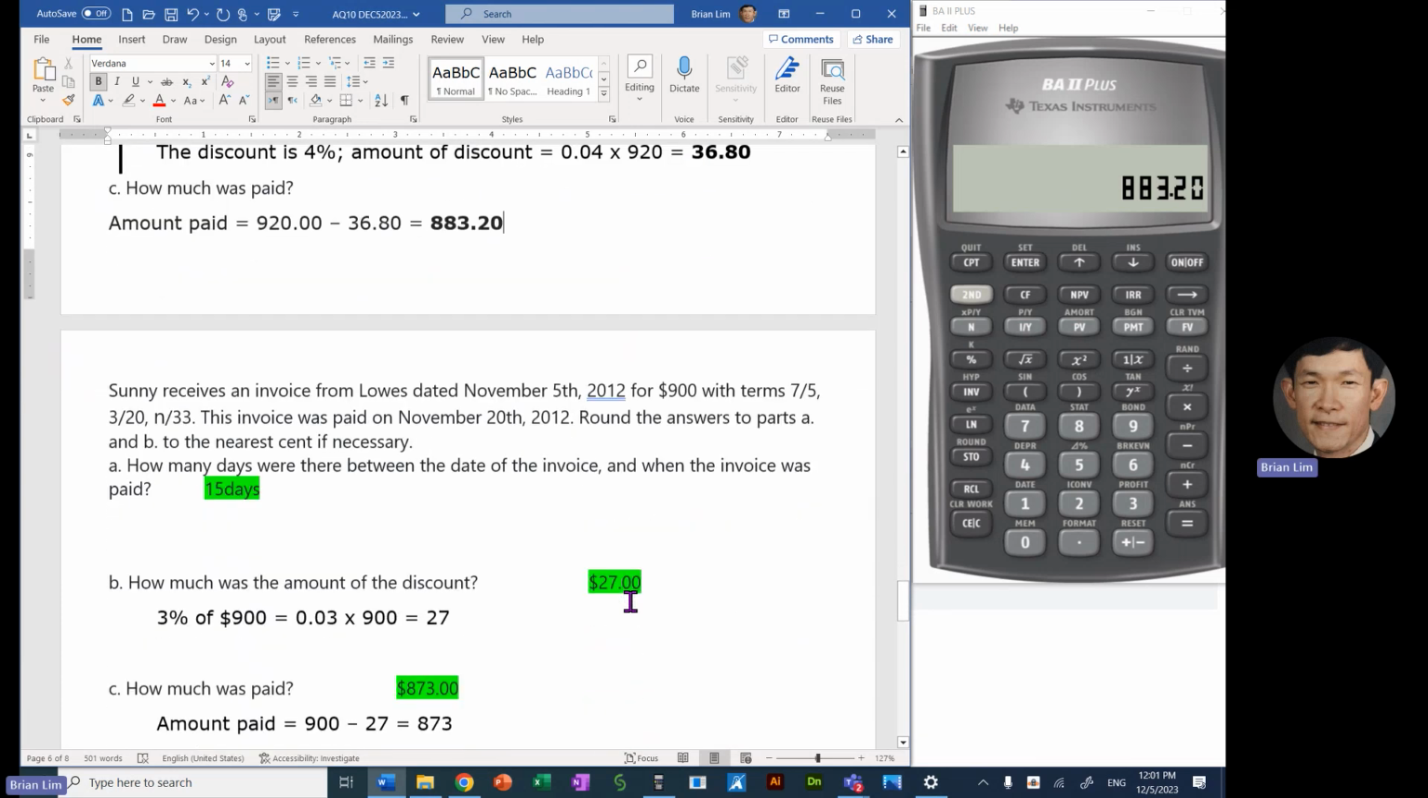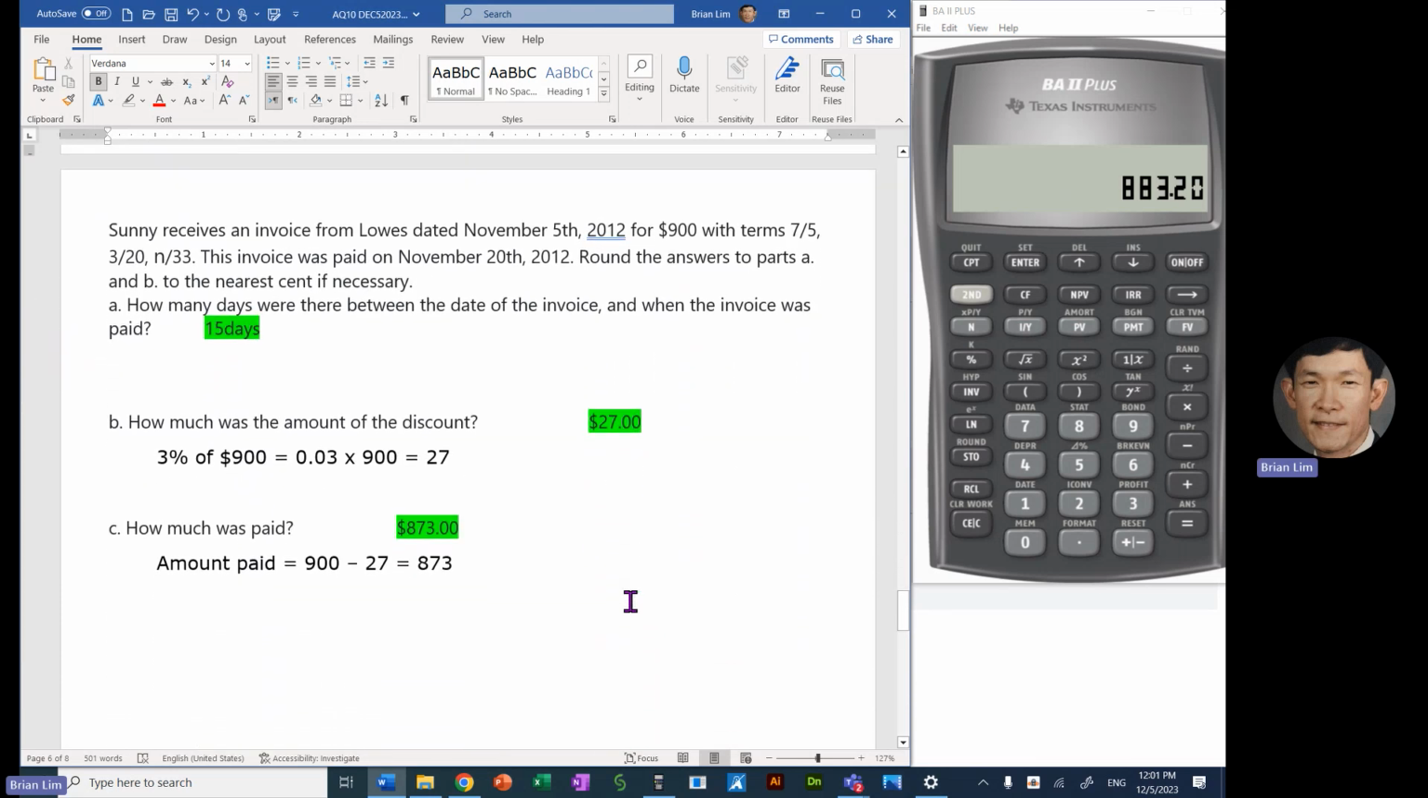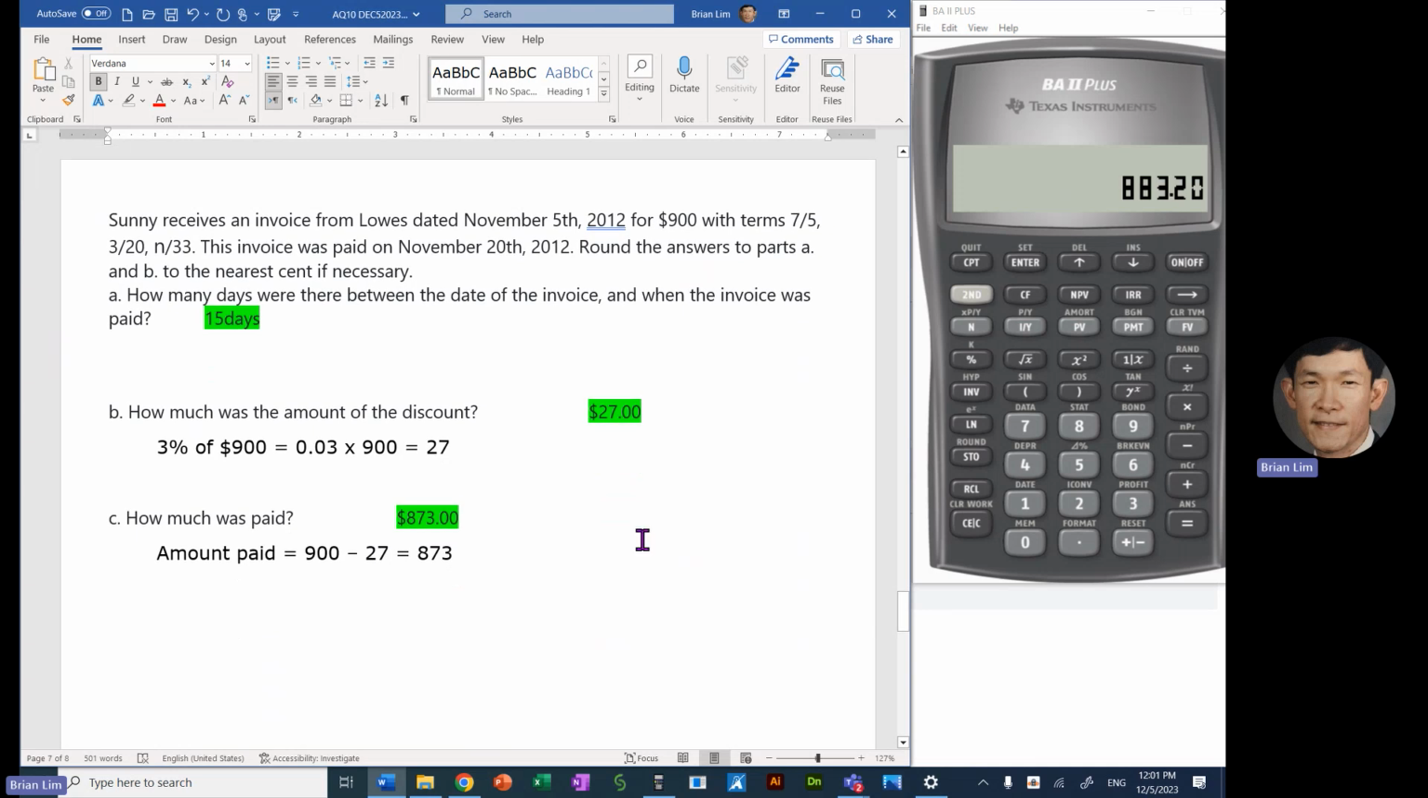Now, this is the same kind of question, but here it's an illustration of where you have the discount on the second term. So Sunny receives an invoice from Lowe's dated November the 5th, 2012. And it's for $900. That might be important also, of course it is, because it's how much needs to be paid. Now terms 7/5, 3/20, and N/33.